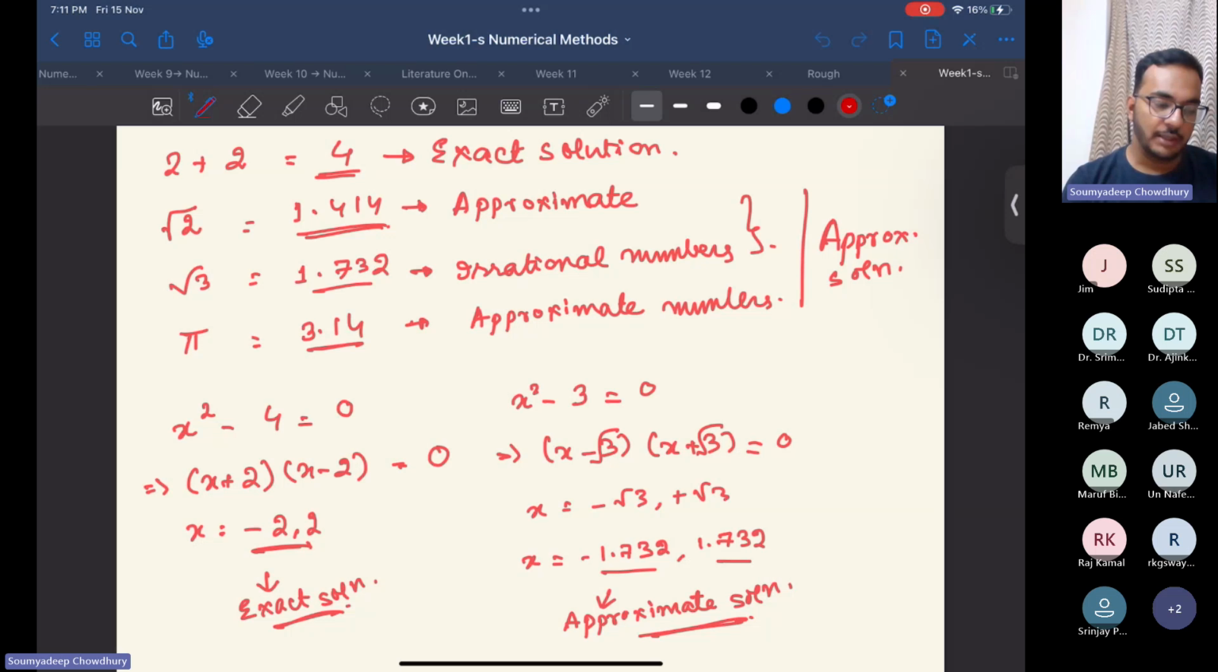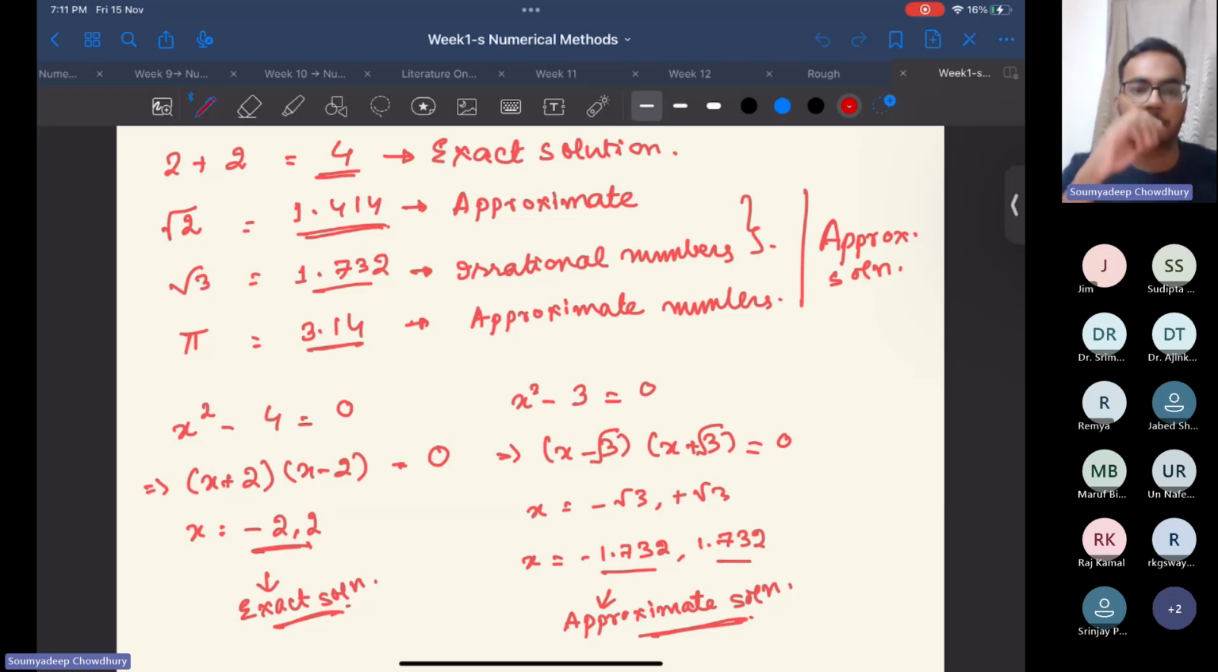Like when we learned mathematics at school level, we learned that addition of two numbers, like 2 plus 2, will give you 4, which is an exact solution. We can definitely say that yes, the answer to this problem is 4. However, when we find the square root of a particular number, or the fractional power of any particular number, we cannot. Those numbers are basically irrational numbers.